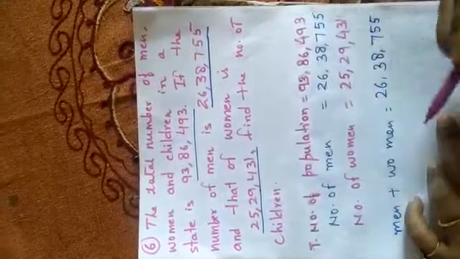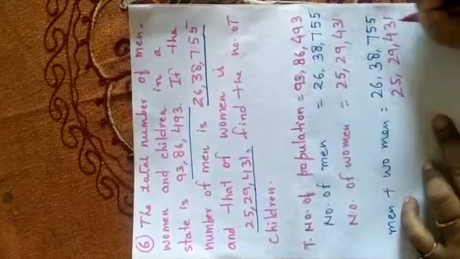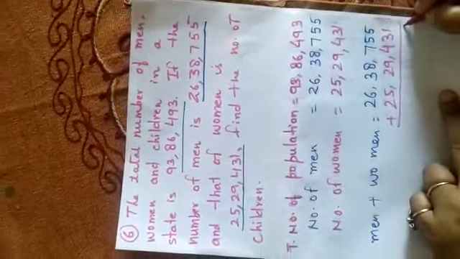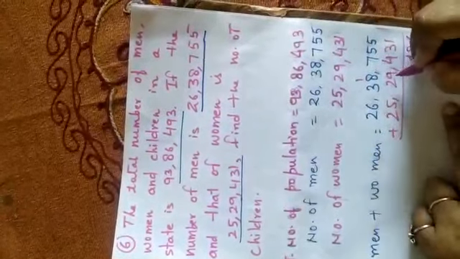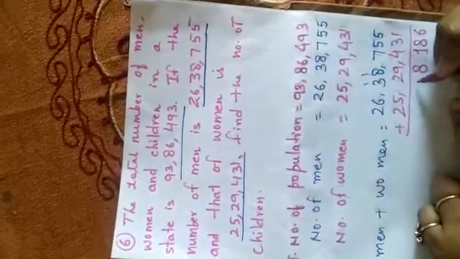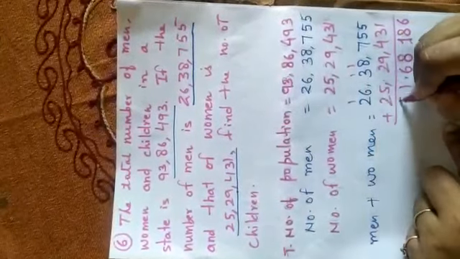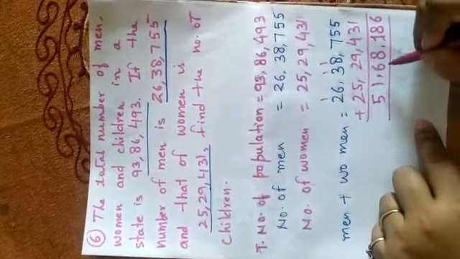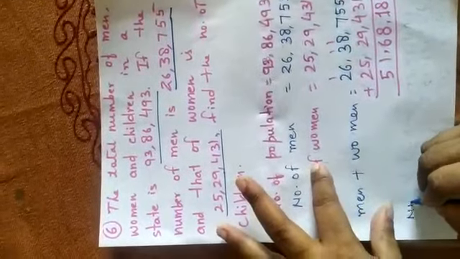26,38,755 is added with 25,29,431. Let's add. We start from ones place. 5 plus 1, 6. 5 plus 3, 8. 7 plus 4, 11. 1 carry over. 8 plus 1, 9 plus 9, 18. 1 carry over. 3 plus 1, 4 plus 2, 6. 6 plus 5, 11. 1 carry over. 2 plus 2, 4 plus 5. So this is the total number of men and women, 51,68,186. So what is the total number of children?